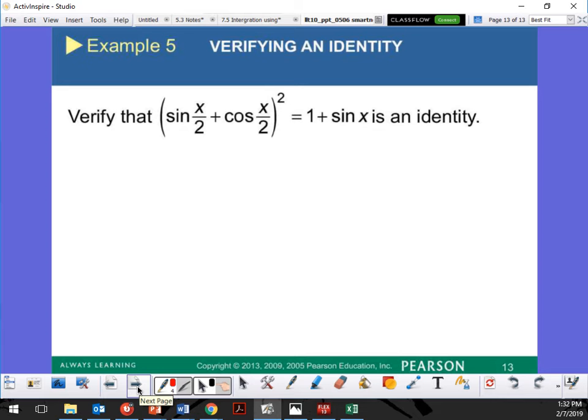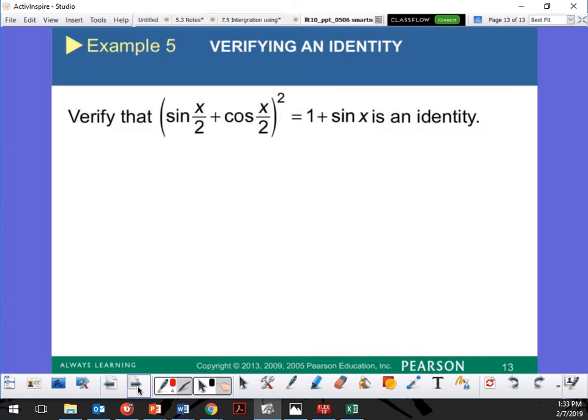All right, verify that this one, 1 plus sine x, is an identity. I got a whole bunch of half angles here, right? I could start by expanding this. I could FOIL this, can't I? Yes. So let's go through and expand this.